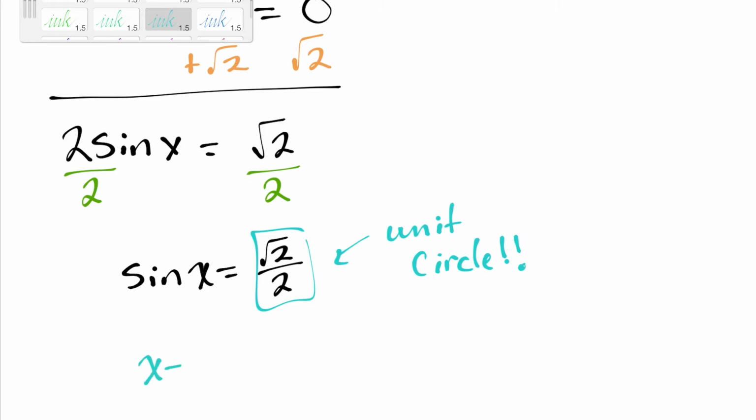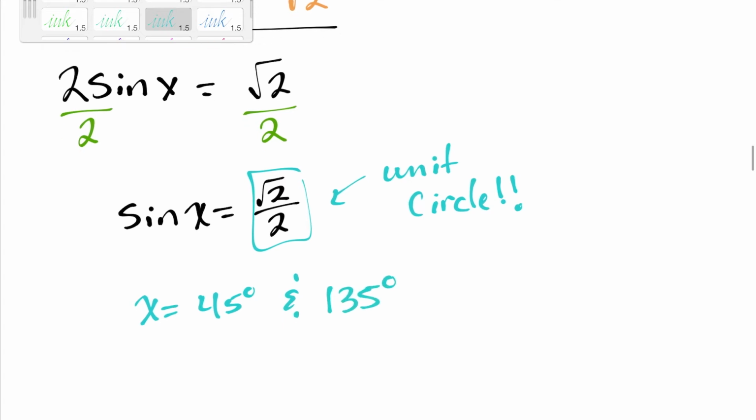So I'm just going to remember my unit circle or my trig hand trick and say, okay, this is at both 45 degrees and 135 because that's where sine's positive in those two quadrants. And if it's asking for radians, I know that's pi over 4 and 3 pi over 4. And those are my solutions.